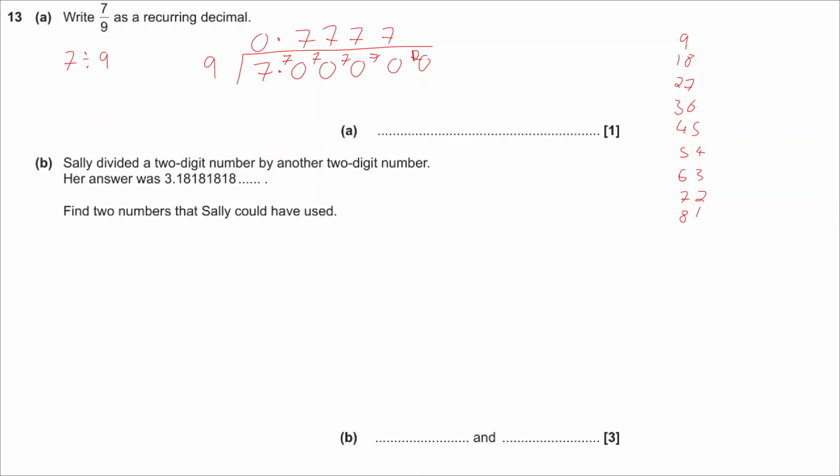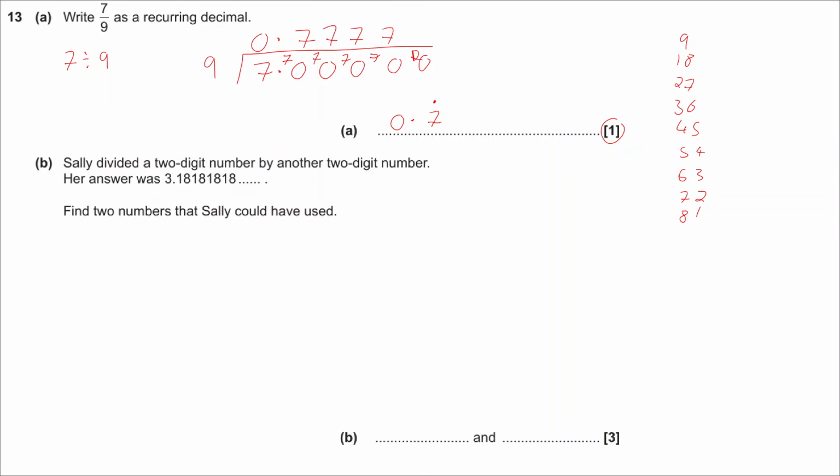So you can see, as a decimal, it's going to be 0.7 recurring. Okay, and that is your answer for part A. Part B, lovely question. Okay, it's just recognizing that Sally divided a 2-digit number by another 2-digit number, and her answer is 3.18181818. Find the 2 numbers that Sally could have used.